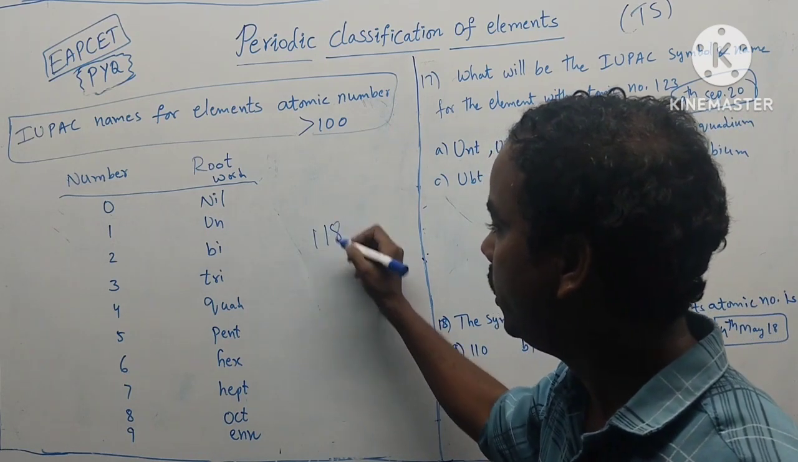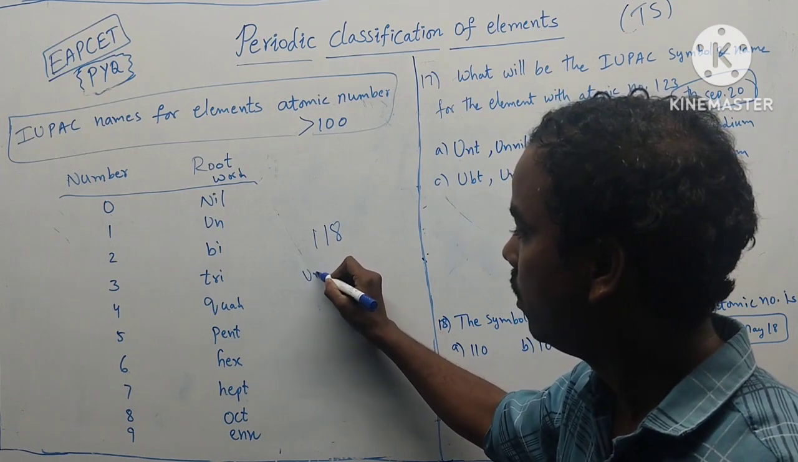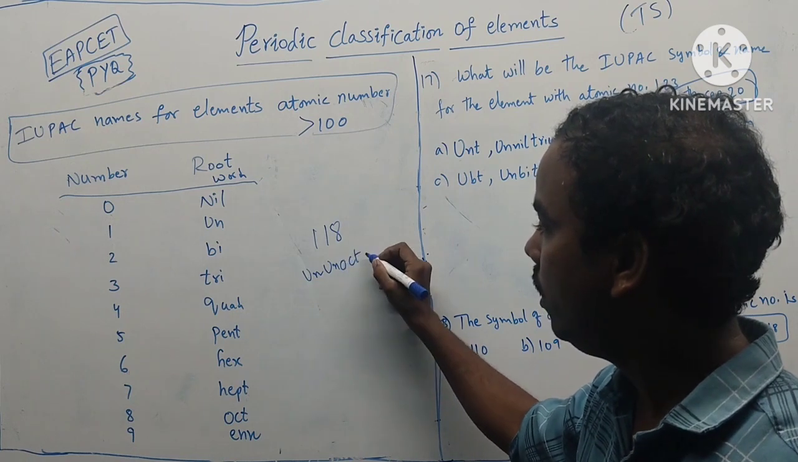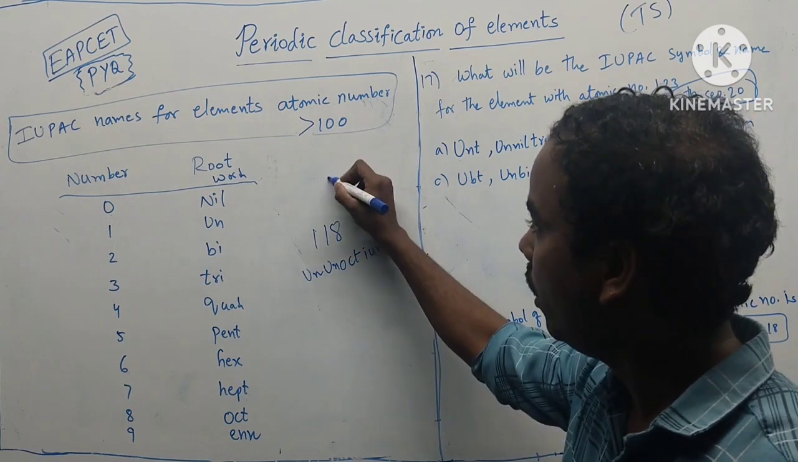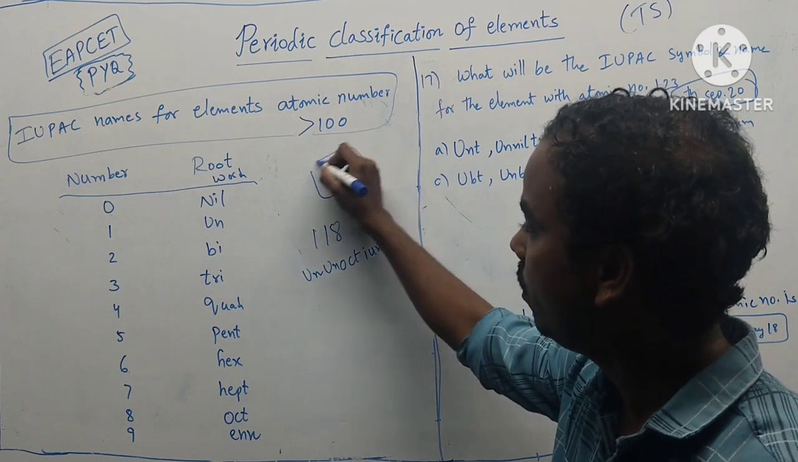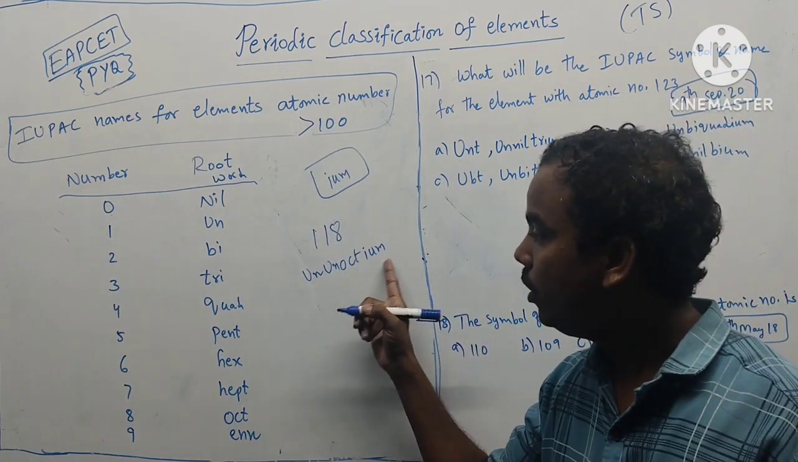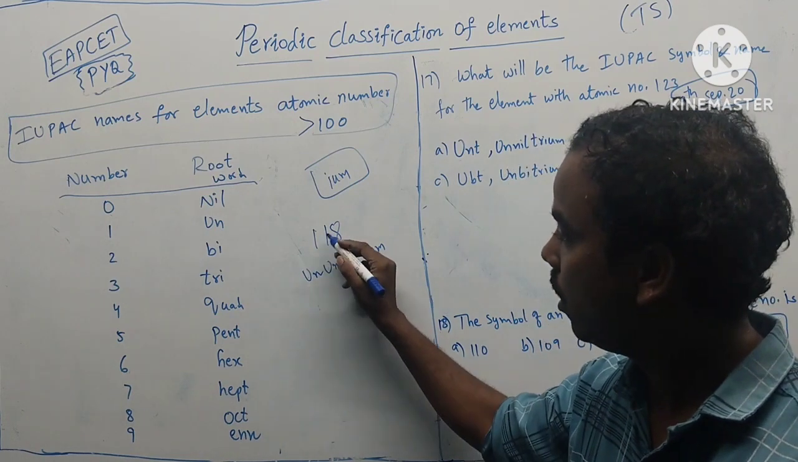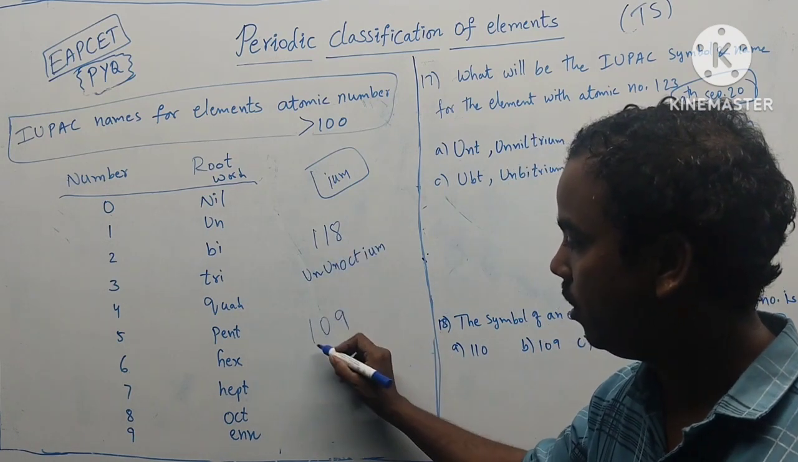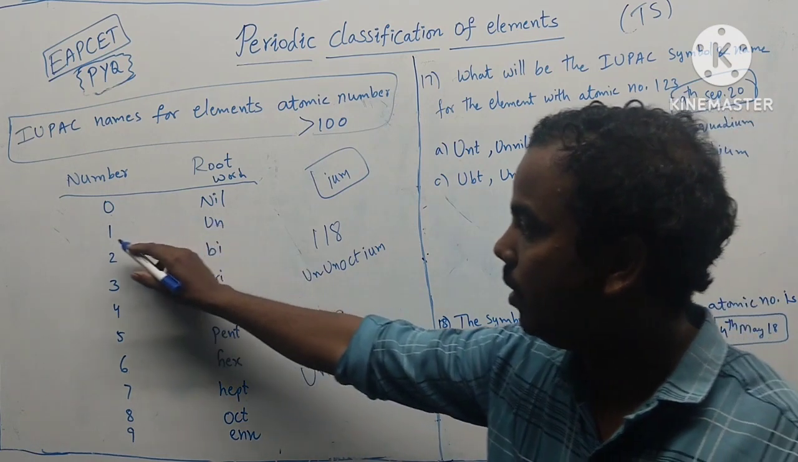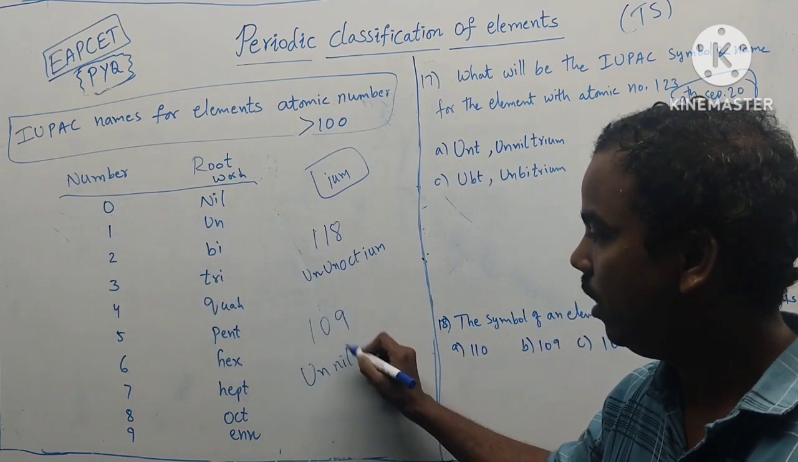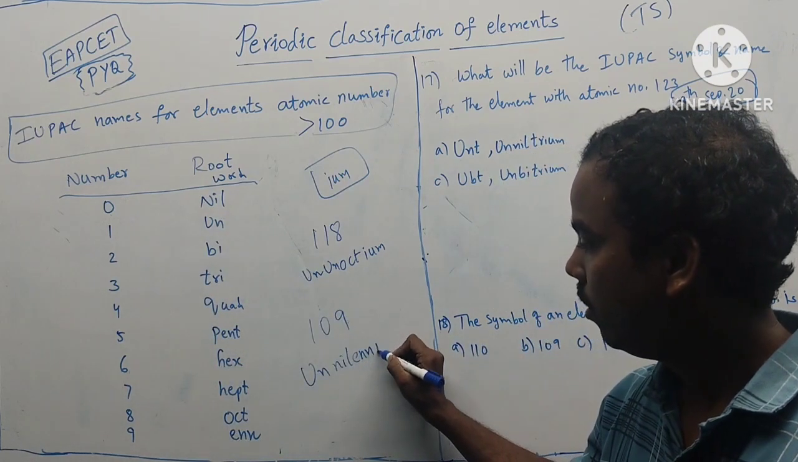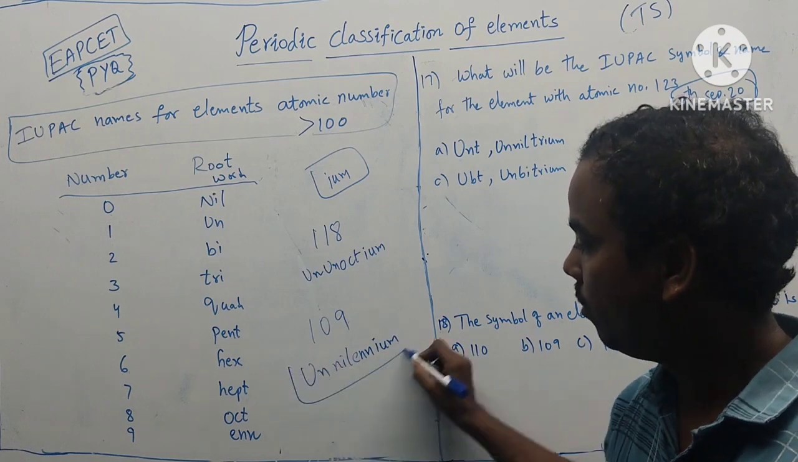If 118 is present, 1 means un, again 1 means un, 8 means oct. Finally you write ium. For every element, at last you write ium. That means the IUPAC name ends with ium. So ununoctium. If 109 is present, 1 means un, 1 means un, 0 means nil, 9 means enn. Finally you add ium: unnilennium.